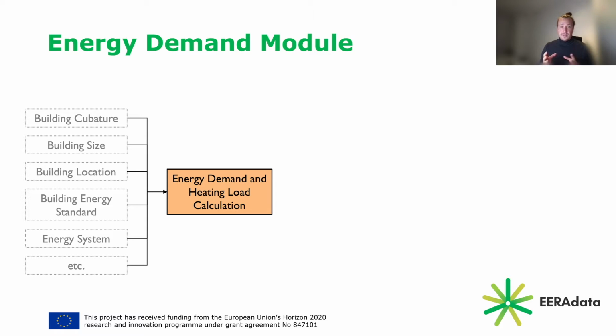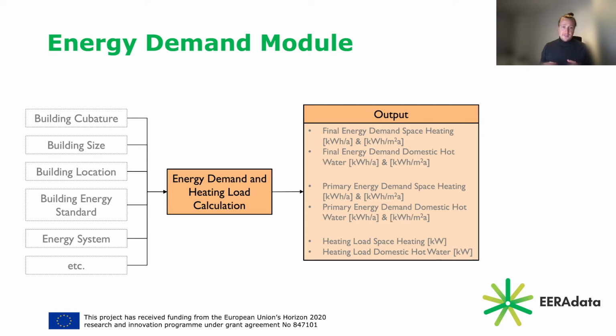In the module, a single zone model of the building is created. With the defined input parameters, the energy demand and heating load is calculated based on German norms and standards. The model can be used to calculate the status quo of a building, so before renovation, but also different renovation scenarios. The results of the calculation are the final energy demand, the primary energy demand, and the heating load, all for space heating and domestic hot water.